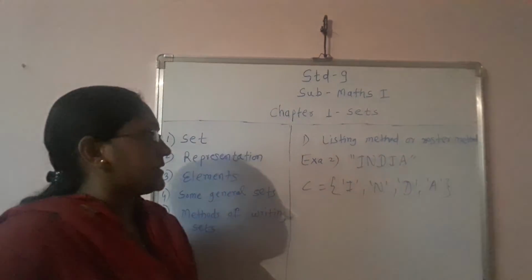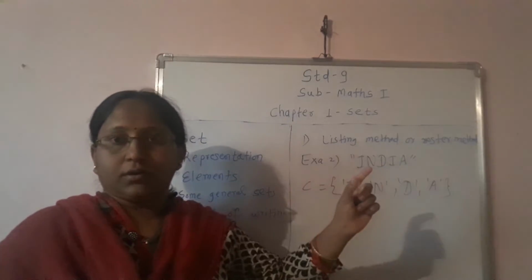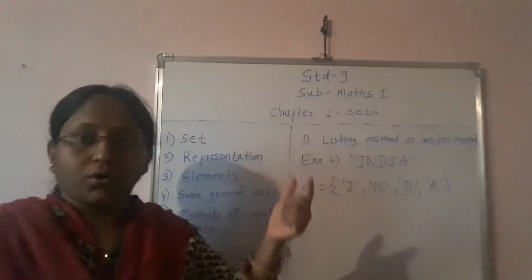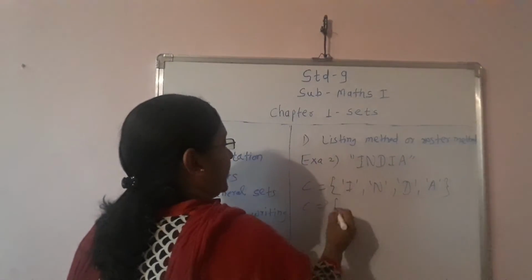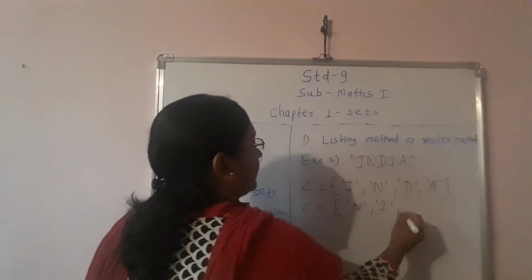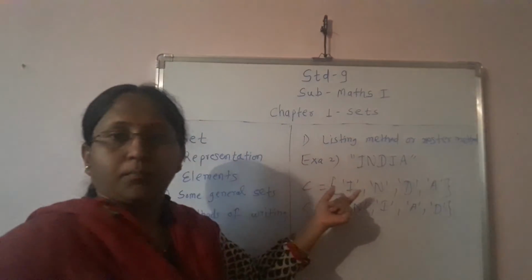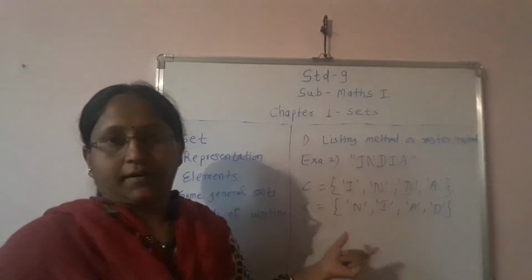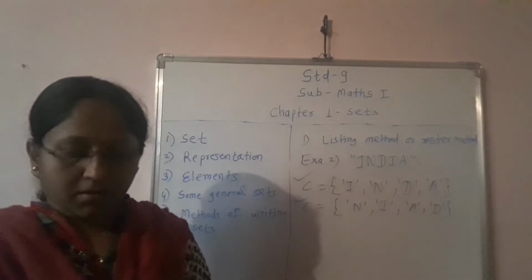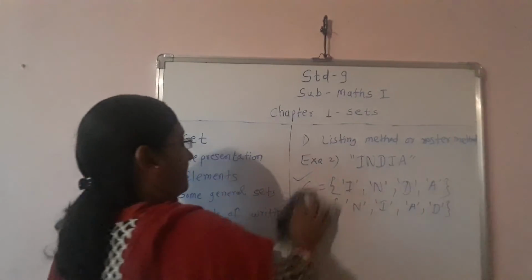This set need not be ordered in any particular way. We can write the elements in any order I want. See, if you write it as N, I, A, D, then both are correct. Understood? The first method is the listing method. Then we will learn the second method.